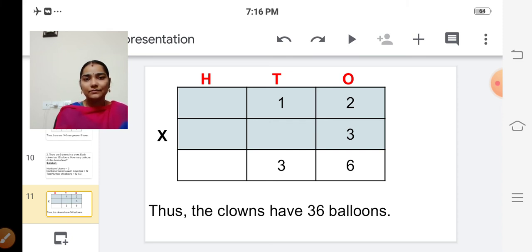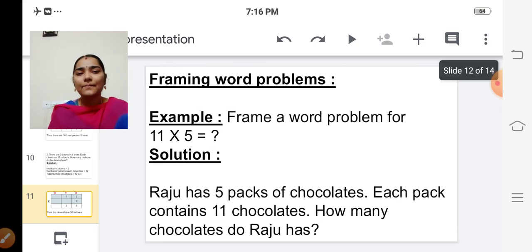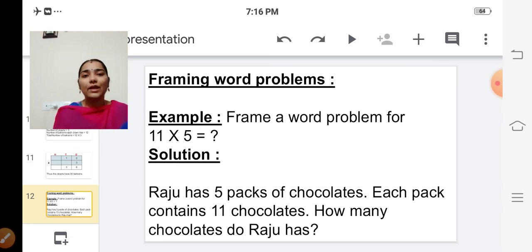Is it clear, children? Yes. So shall we move on to the next one? Next one is we are going to frame a word problem for the given product. So see the first example. Frame a word problem for 11 into 5. So like we have seen the mango trees, make the word problem for this like that problem.